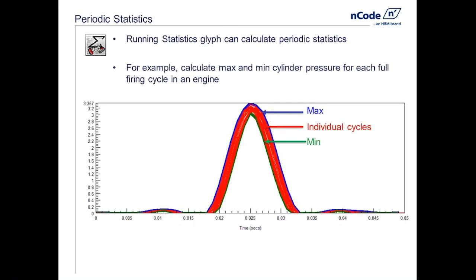We need to understand for durability, of course, the spectrum of cycles that result. Not every blade rotation produces the same amount of stress. So we need to understand the variability of that, and that's the periodic statistics calculation I'm showing on my screen right now.